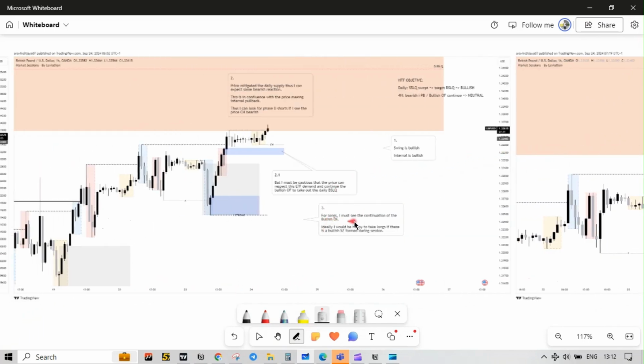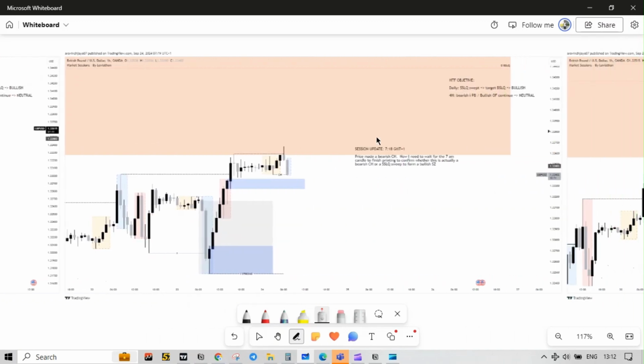And for longs, I must see the continuation of the bullish chart. Ideally, I would be happy to take longs if a bullish sweep zone forms. So you know what a bullish sweep zone is, right? Price taking out some sell side liquidity and then pushing further up. This is a clear indication that the price has used the sell side liquidity and then shows its real capital. So once that happens, I can look for the fresh POI and then trade to target the daily buy side liquidity. So that was the game plan for longs.